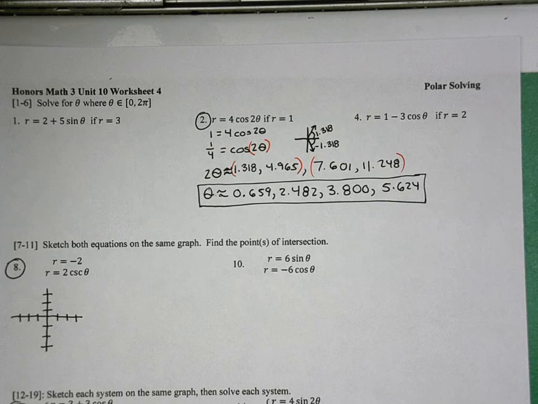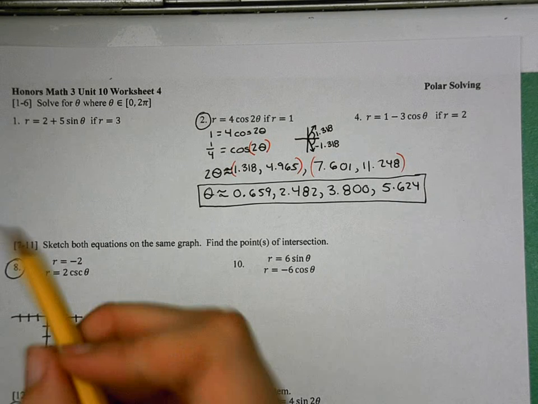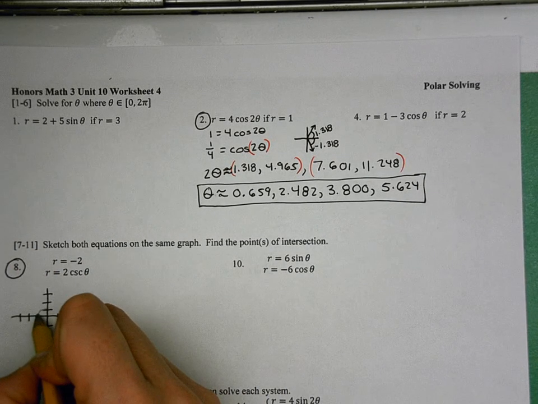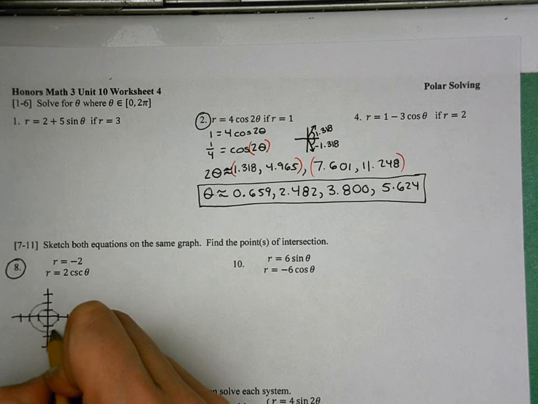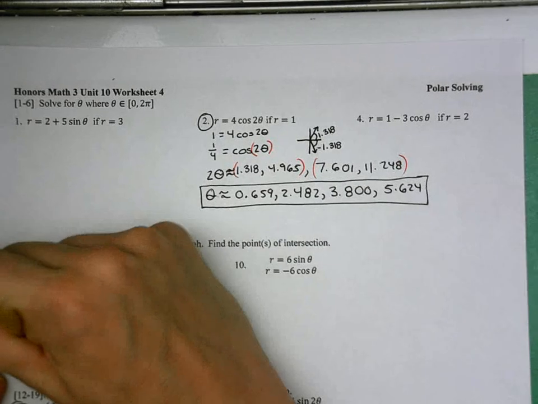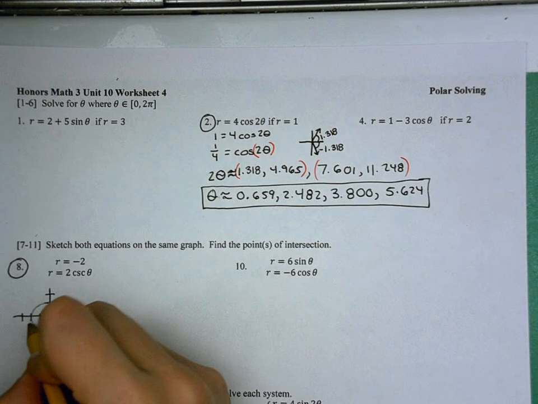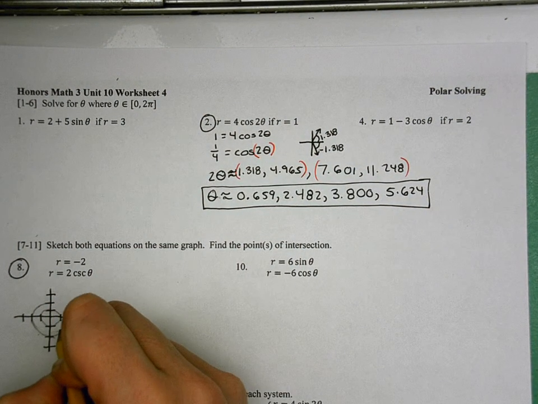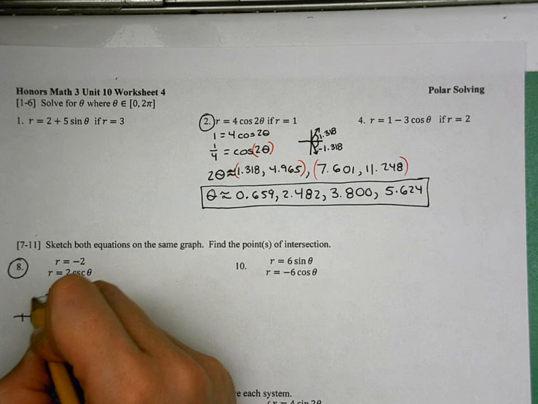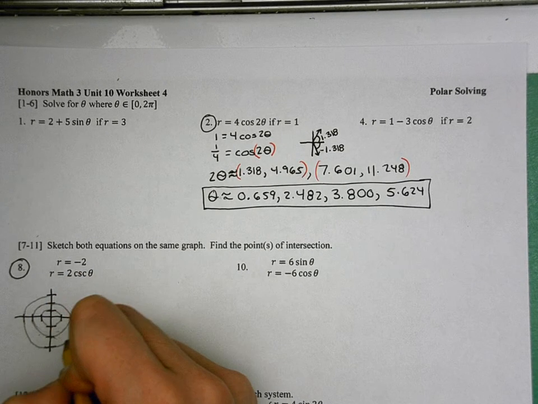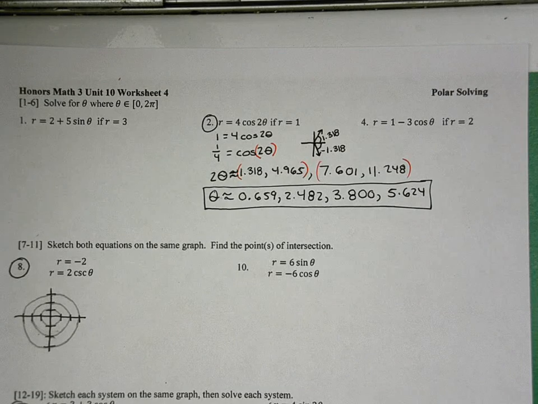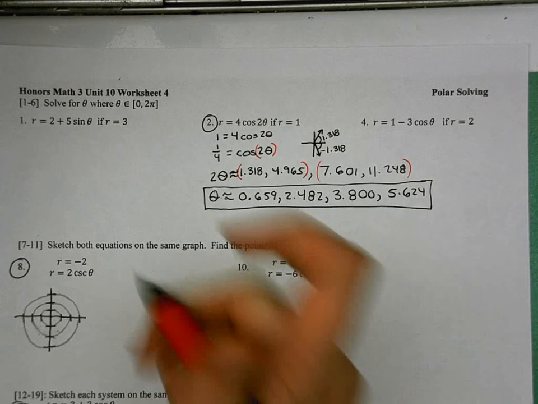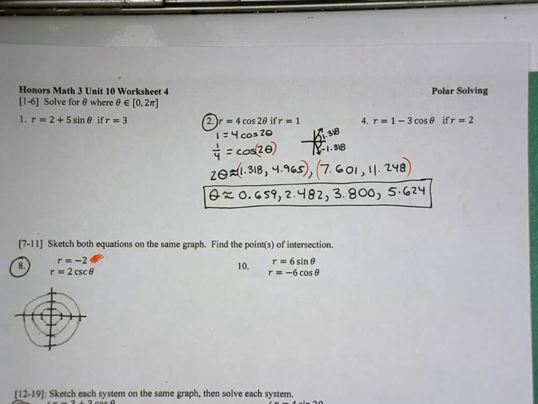Okay, and then I myself always like to give myself my little circles for my polar graph. Come down a little bit lower on that one. Obviously, because I'm sketching this one by hand, the circles are not going to be perfect. But notice, directions do say sketch both equations. It doesn't have to be perfect. Here we go. So r equals -2. I'm going to go ahead and graph that in red.